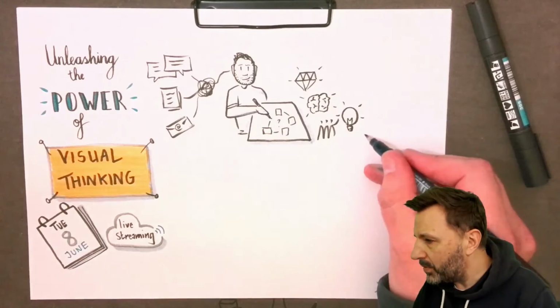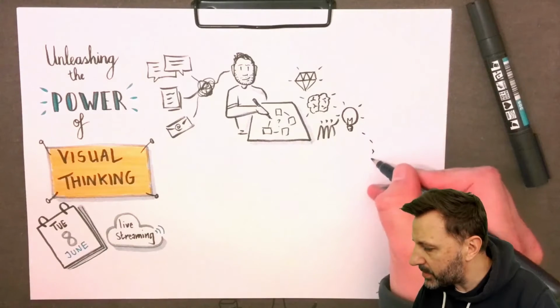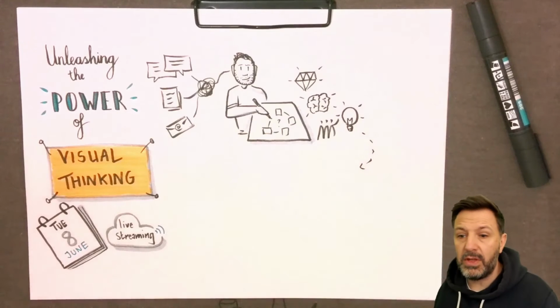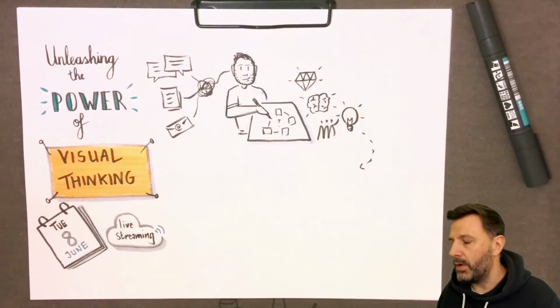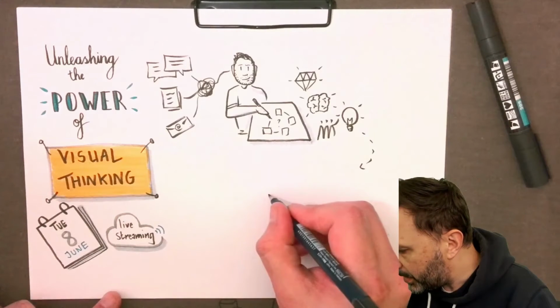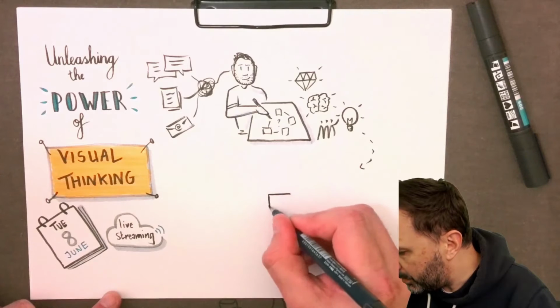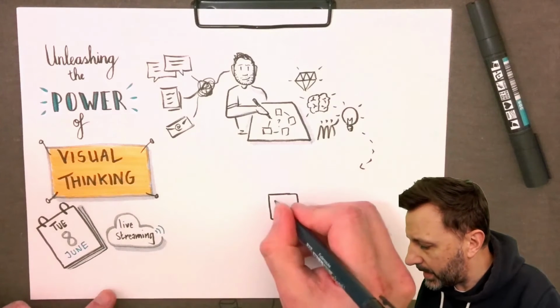We're then going to move on to the practical aspects of visual thinking in terms of building blocks that help you to build up your visual literacy, if you like. So there are a number of building blocks we're going to cover, and I'll just run through these now.